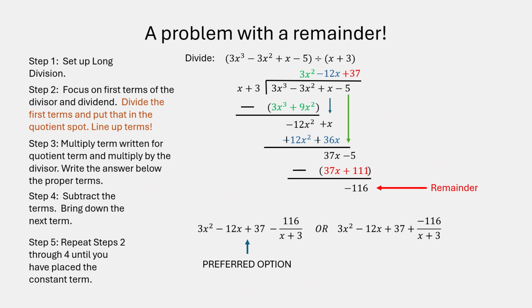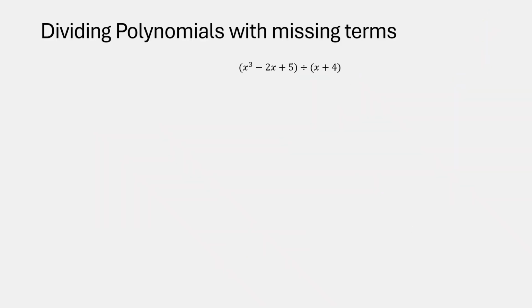So let's look at something else. We are now going to divide polynomials that are missing terms. So let's look at this. We have x cubed minus 2x plus 5 divided by x plus 4. There's something missing, isn't there?